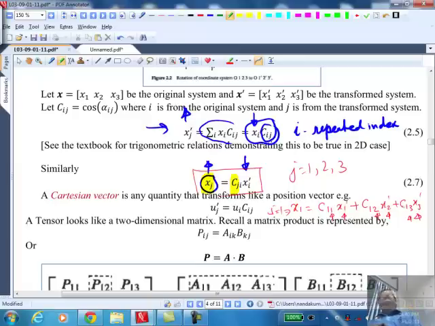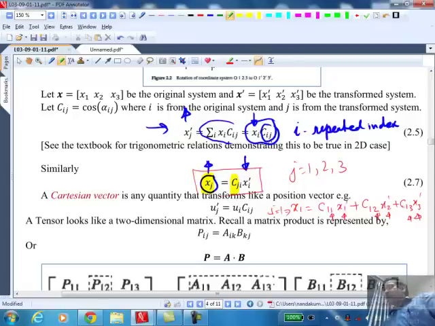Anybody else need an explanation on that? You should be able to do that for j equal to 2. What will that give you? It will give you x2 equals c21 x1 prime plus c22 x2 prime plus c23 x3 prime. If you understand this, then the notation becomes fairly simple to handle. But if you have difficulty with it, you need to work out a few problems.